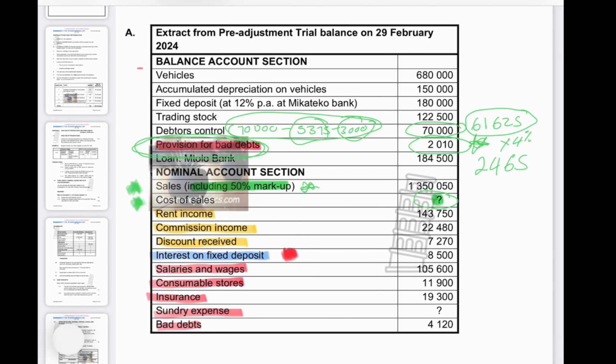2,465. So now I said to you that if our provision for bad debts is higher than what we had, then it means that would be an expense, meaning that we expected our debtors to ghost us less money, and they actually ghosted us more money than we had anticipated. So now we must add that difference to the provision for bad debts.